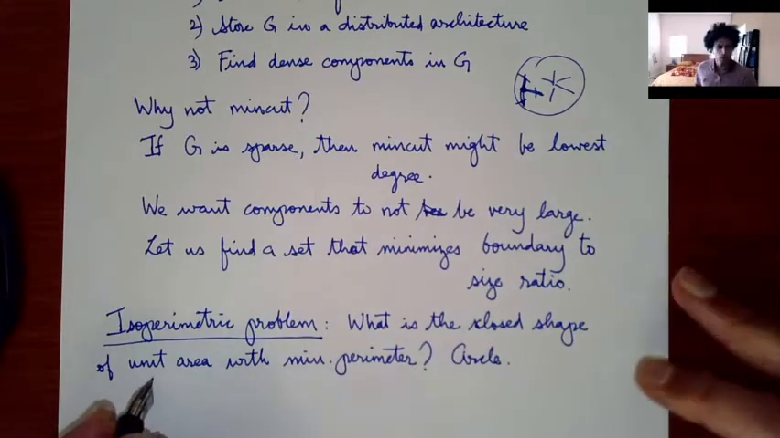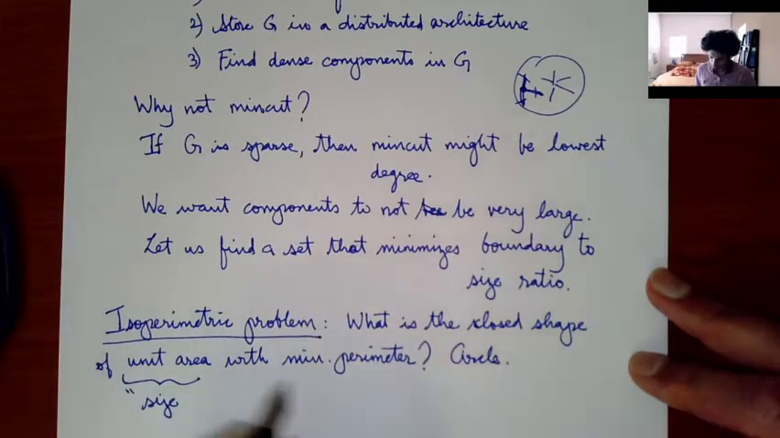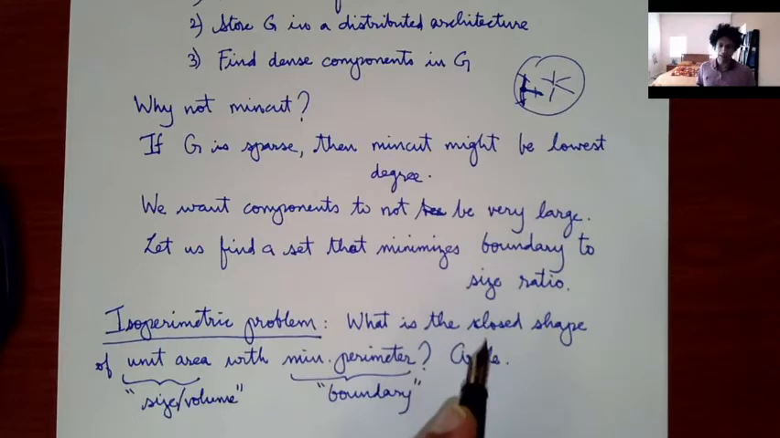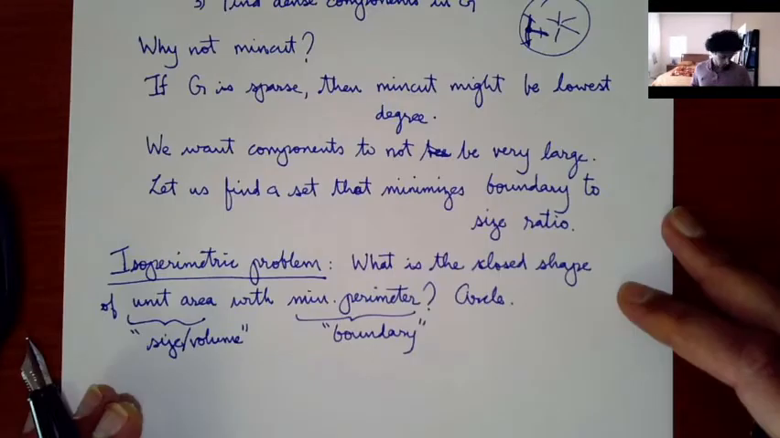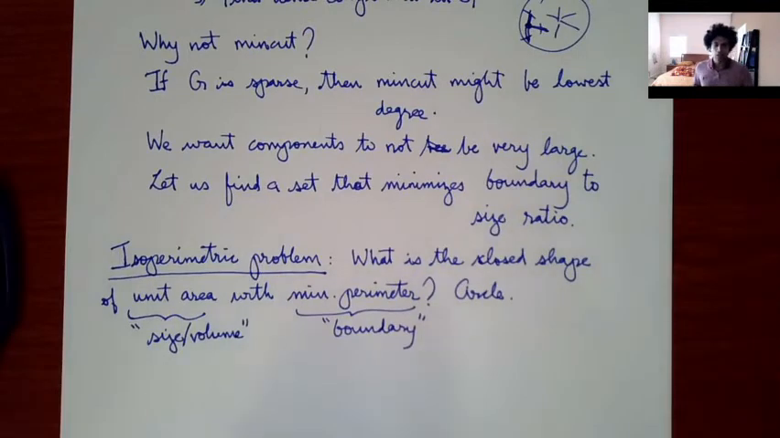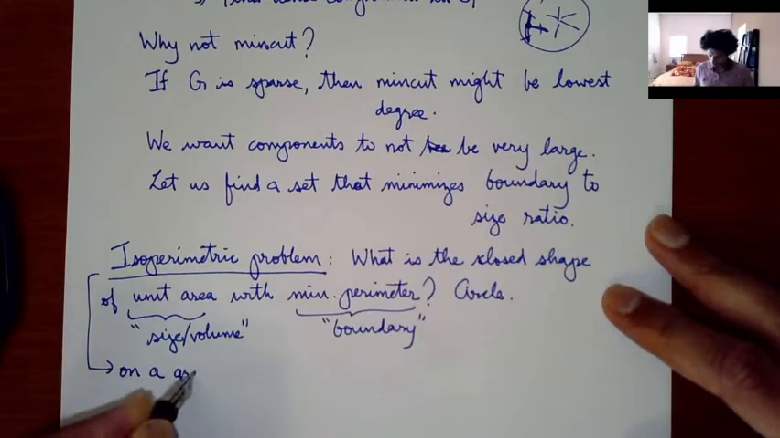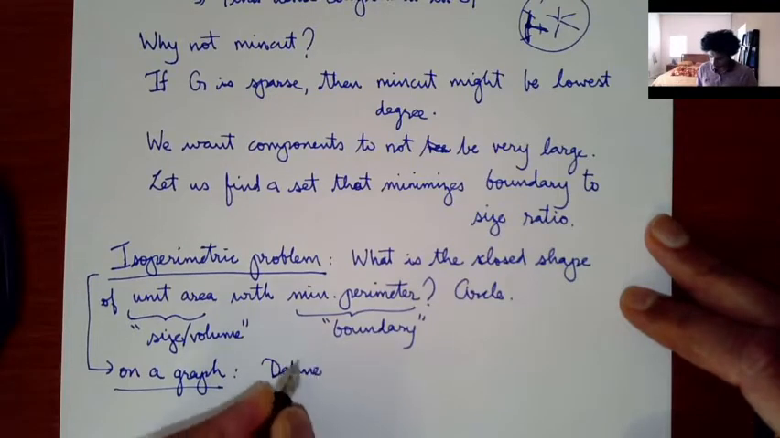So why am I bringing in isoperimetry? You can think of this as size, and you can think of this as boundary. So you can think of this as the volume and think of this as the boundary. And in general, you can prove this in any dimension where you replace area by volume and perimeter by surface area, and you get the circle. Now one can ask the isoperimetric question, the isoperimetric problem on a graph. So we'll define the boundary.